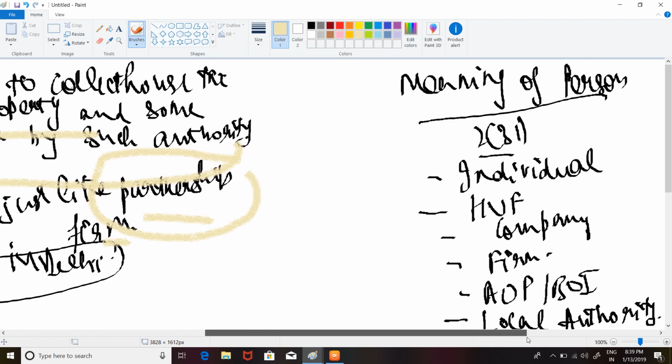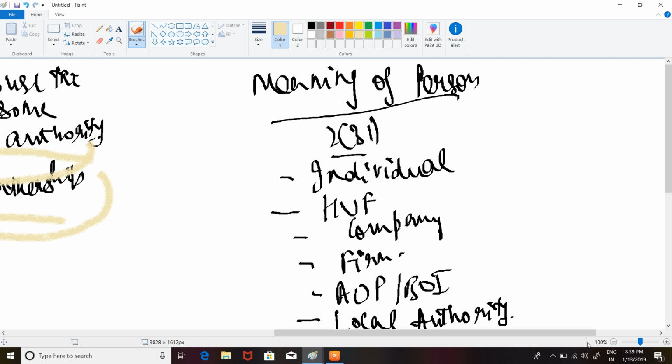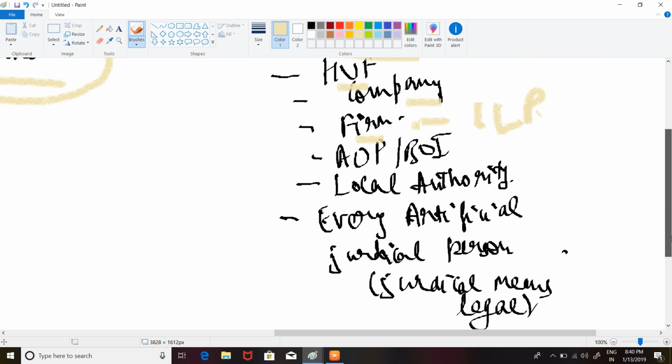Now let's take up the final part, the meaning of a person. The Income Tax Act, 1961 defines a person separately, and the CGST Act 2017 defines a person separately. Now, what the Income Tax Act says: a person shall include an individual, let's say Mr. X, a HUF, any body corporate company, any partnership firm including a limited liability partnership firm, AOP and BOI.